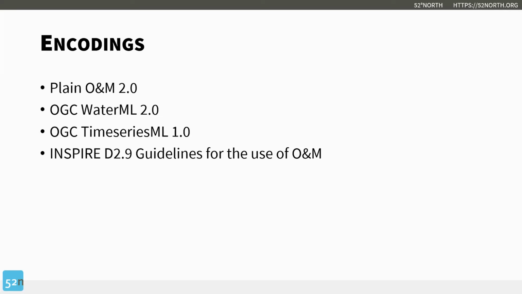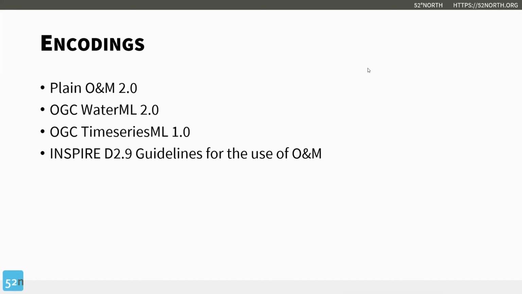So one option is to use so-called plain O&M, plain observations and measurements. That's the core ISO, core OGC standard. Then we have some derived standards such as WaterML, which is especially suited for hydrological measurements, hydrometric measurements, TimeseriesML for time series data, and also the INSPIRE technical guidelines for the use of O&M, which provides some further information how specific types of data could be or should be encoded in O&M. But we will come to this soon.